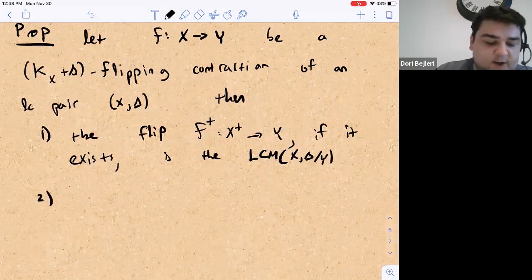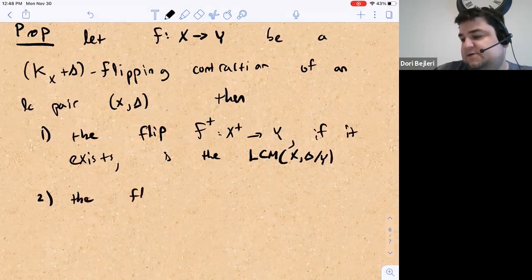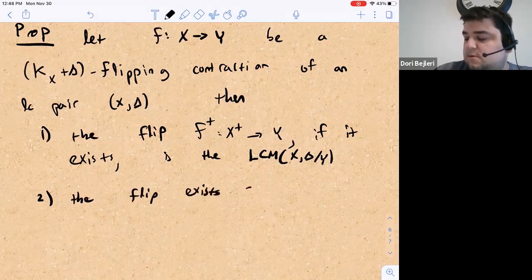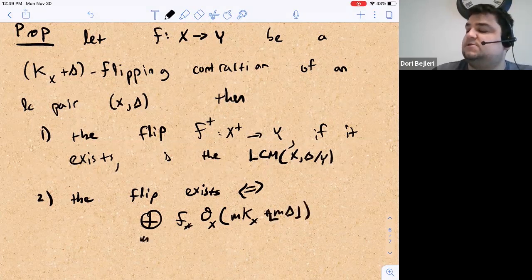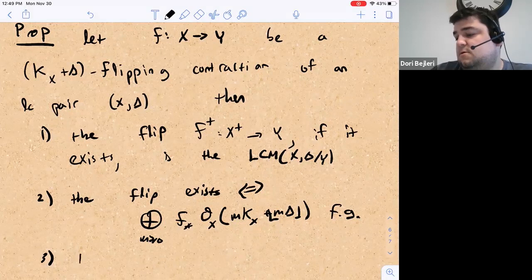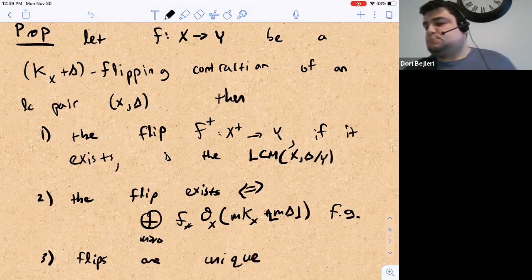2, because it's a log canonical model, then it exists if and only if we have finite generation. So if and only if the algebra is finitely generated. And then 3, since it's the log canonical model, it is unique. Okay. So the only thing really to prove is that a flip is a log canonical model. We already saw a log canonical model exists if and only if this algebra is finitely generated, and that log canonical models are unique.